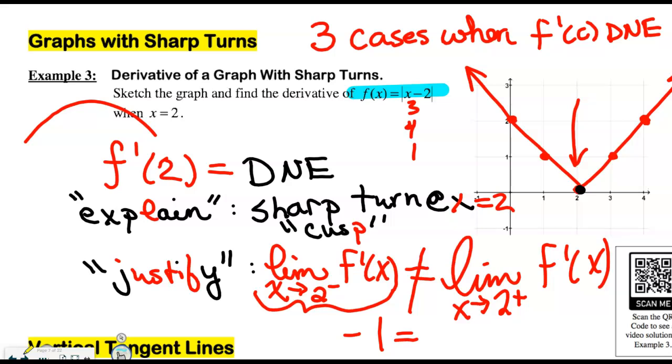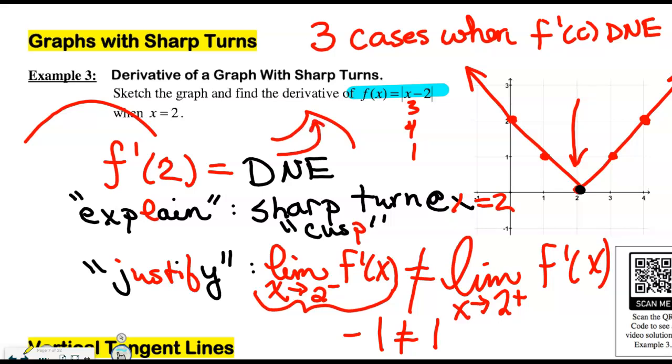What's the slope on the right? 8. Yep, 1. That is justified. This math is causing the sharp turn. Sharp turns can also kind of look like this, too. Let's point at that. That's called a cusp or a sharp turn.